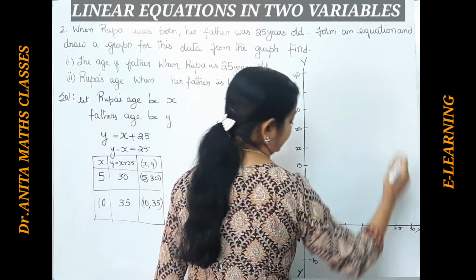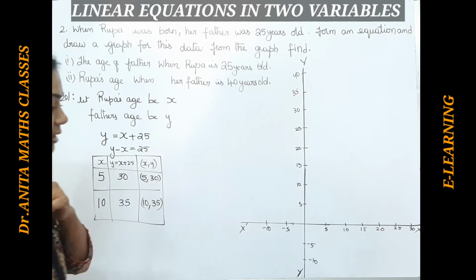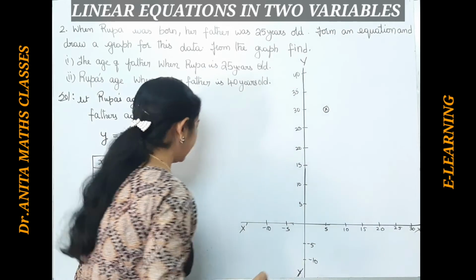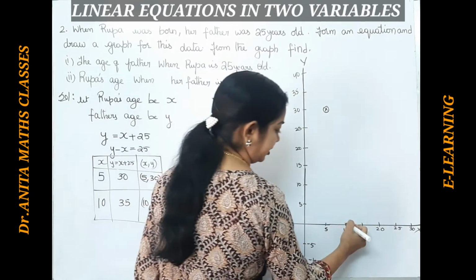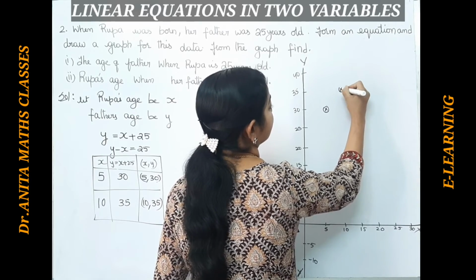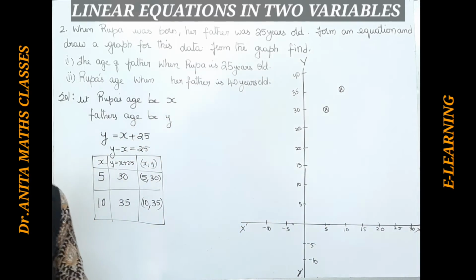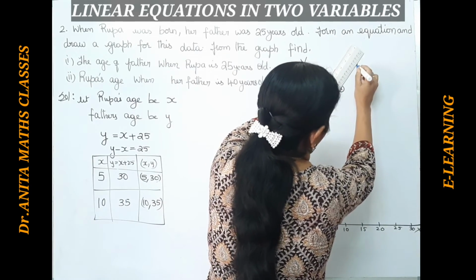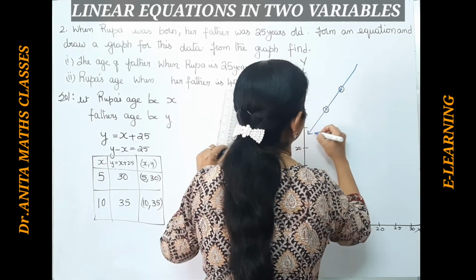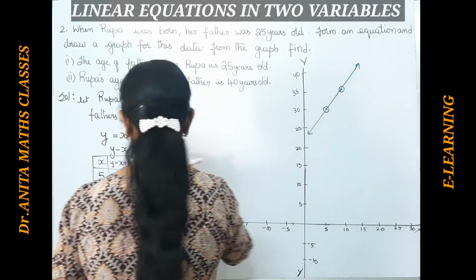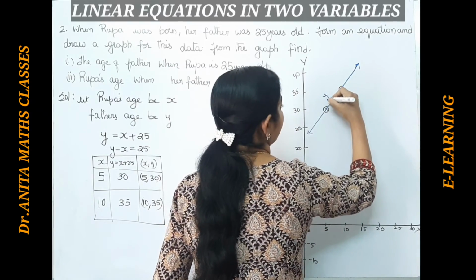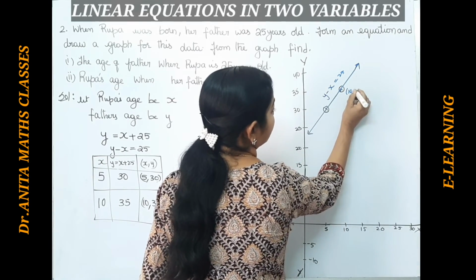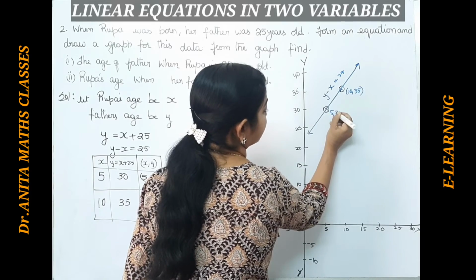Now the scale we will write down. First we will plot 5 comma 30 here, 5 on the x axis and 30 on the y axis. So this point, and the second one is 10 comma 35. So this point. Okay, so we will join those two points with the help of a scale. So this is our graph, and we'll mention it as y minus x equals 25. This point is 10 comma 35, and this point is 5 comma 30.